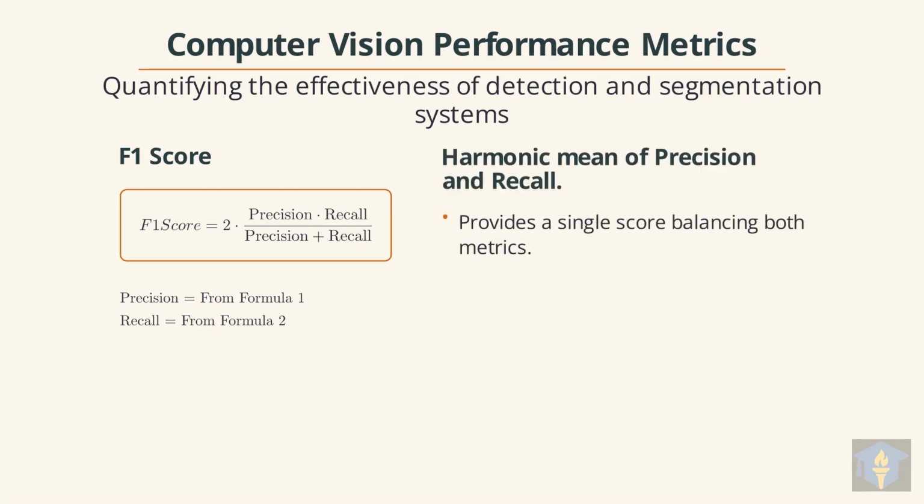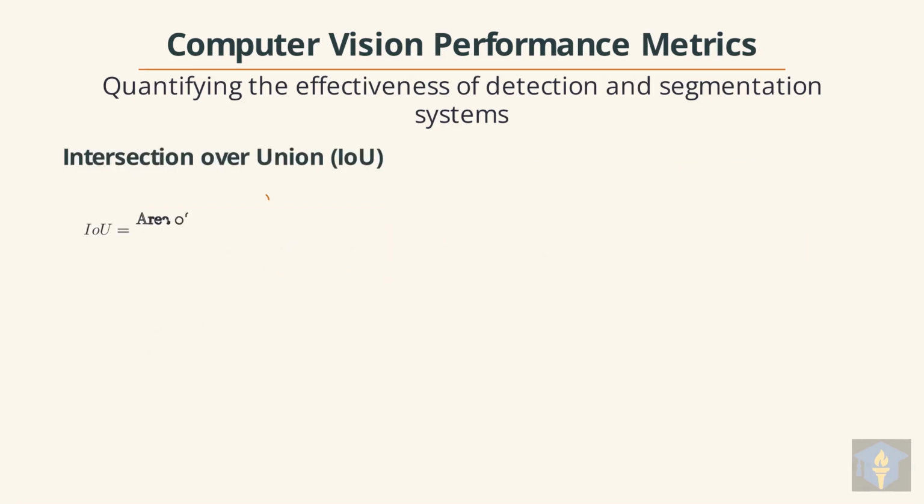The F1 score is the harmonic mean, offering a balanced view of both metrics. It gives us a single value that effectively balances both the precision and recall performance. Finally, we have intersection over union, or IoU, a common metric for object localization. IoU is calculated as the area of overlap divided by the total area of union.